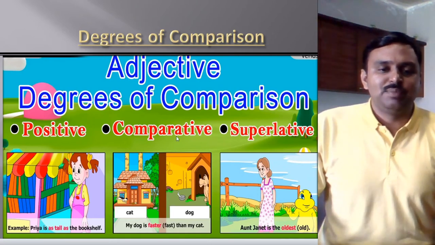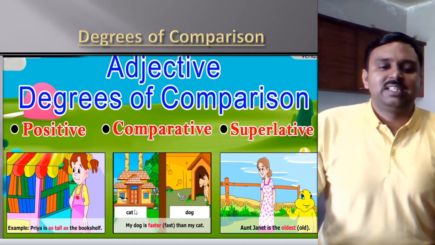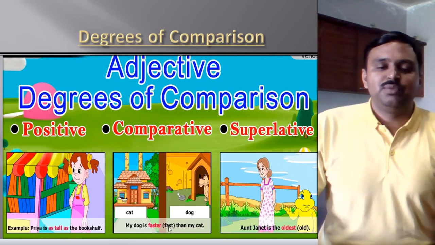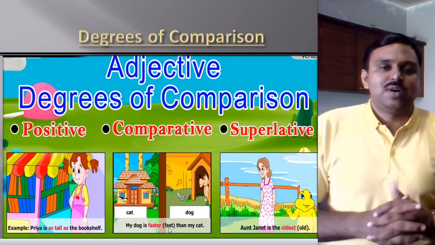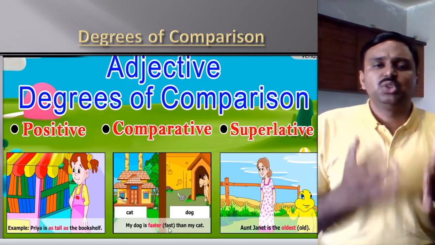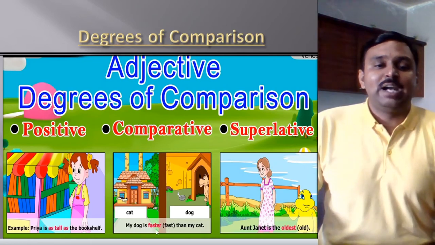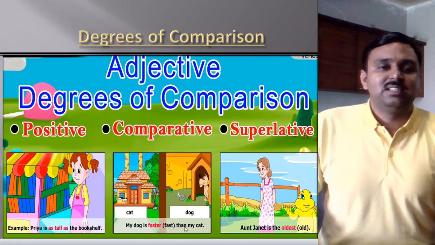Look at the second form, that is comparative, and in this, cat and dog both are compared. Look at the example: my dog is faster than my cat. Here, faster than, so the dog is compared with the cat, and faster, the second form of the adverb, is used here, and after that, than is used. Very important to remember this.